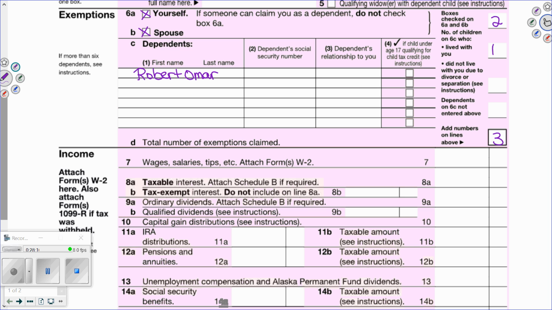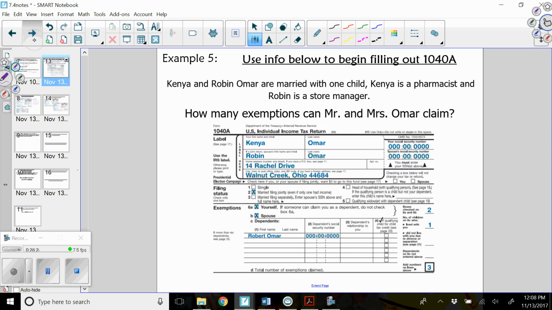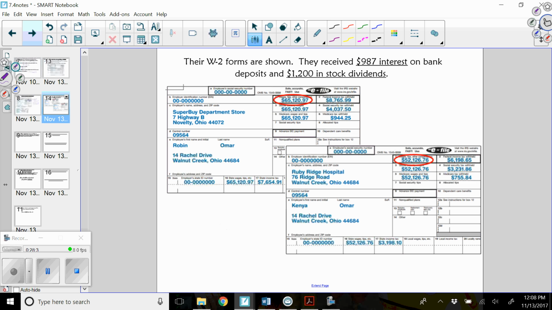All right, so line 7, wages, salaries, tips, etc. Attach the W-2 forms. Looking back at their forms, their W-2 forms are shown. That's in your notes. They received $987 interest on bank deposits and $1,200 in stock dividends. That part of our 1040 is just looking for their wages, salaries, tips, etc. We need to add them together. I even circled them for you. See, I was trying to be nice. This is how much money they made. That's what we're going to add together.